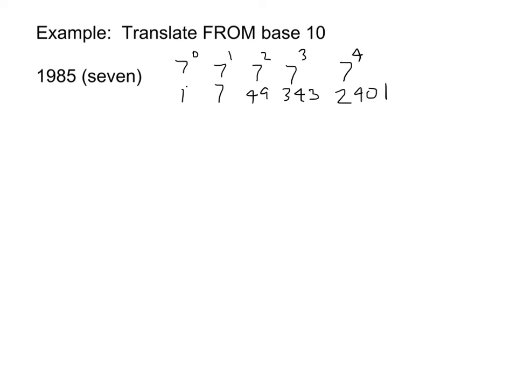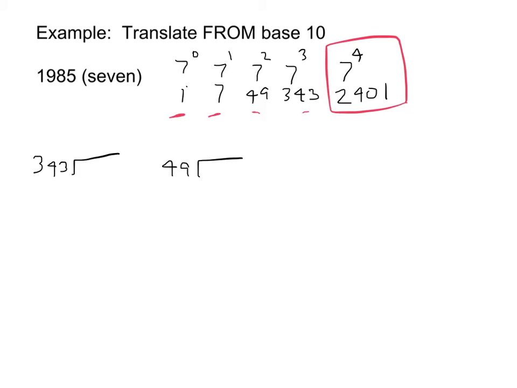Alright, so we created our list here, and we can see the first number that was bigger than 1985 was 7 to the 4th power, which is 2,401. So that's the first number larger, so we're gonna look at these 3 divisors. 343 is the first one, and then we're gonna use 49, which is the next one, and then 7, and then we can't forget about dividing by 1.